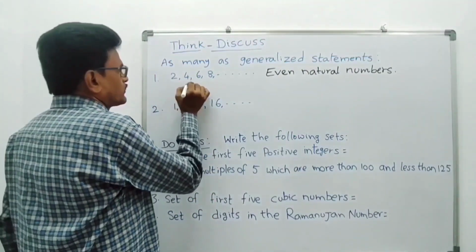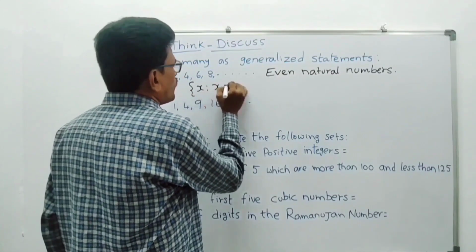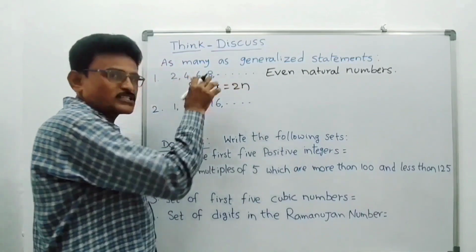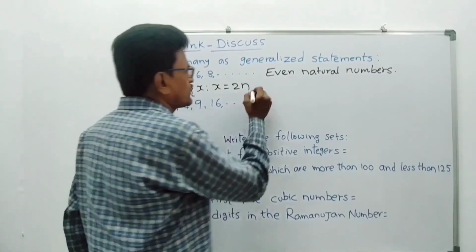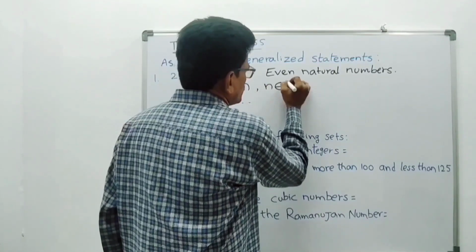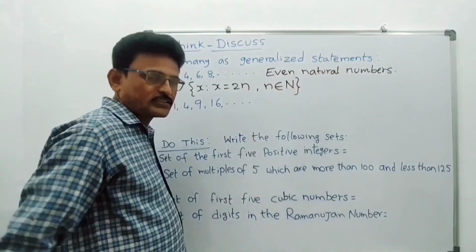And the other way: x such that x equals 2n. See, these are all multiples of 2: 2 ones, 2 twos, 2 threes, 2 fours, like that. What is n here? n belongs to natural numbers. Right? This is the statement.